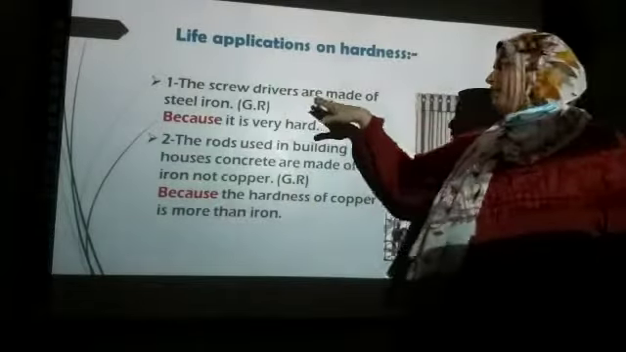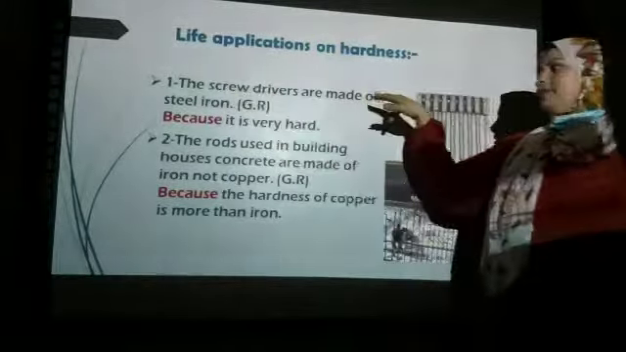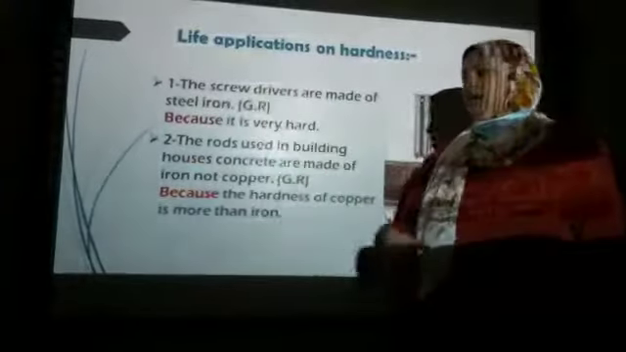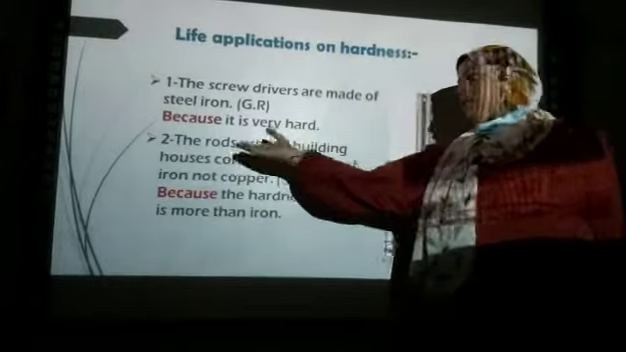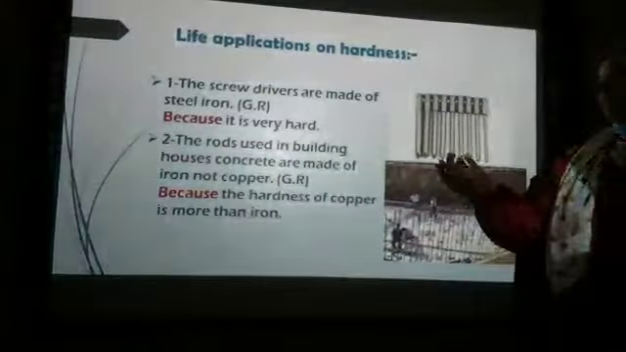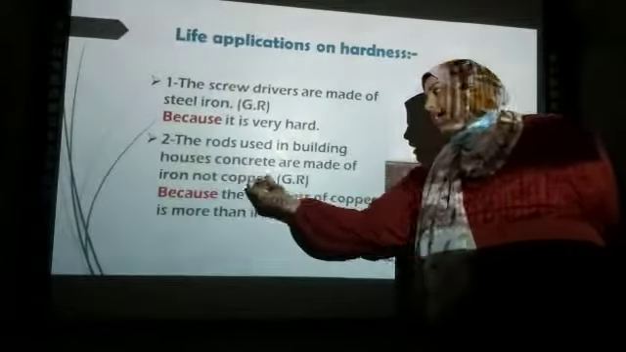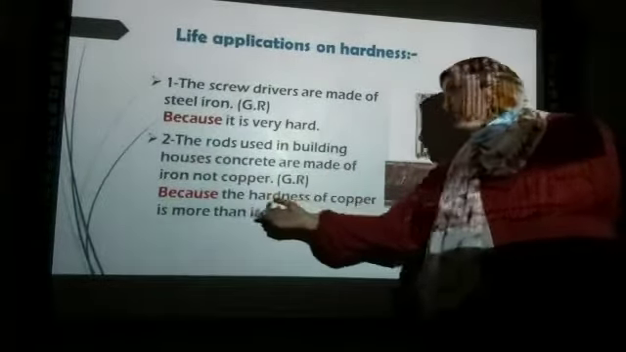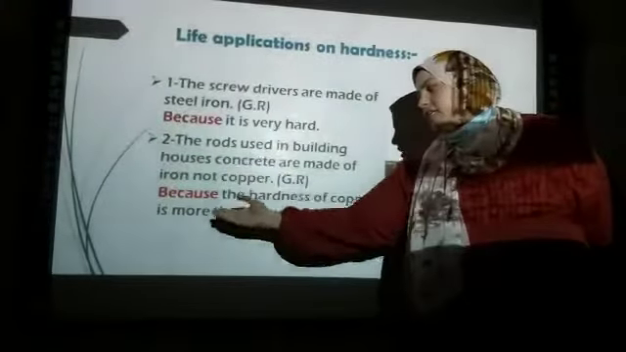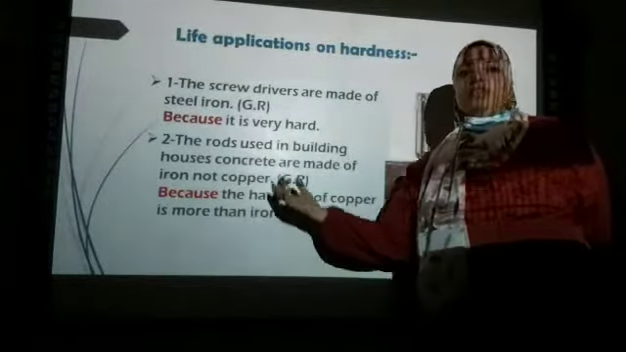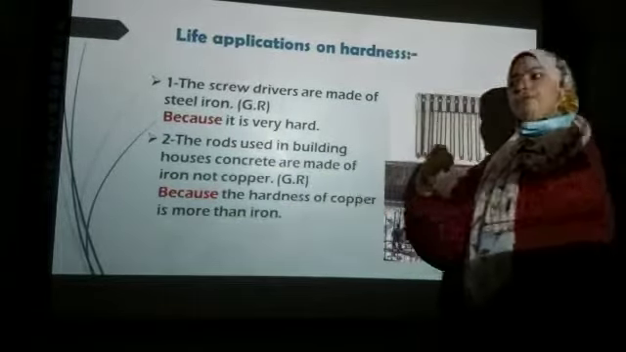Okay? Life applications of hardness. The screwdrivers are made of steel iron. Because of what? Because it's very hard. And the rods used in building houses, concrete, are made of what? Made of iron and copper. Why? Because the hardness of copper is less than the hardness of iron. The hardness of iron is more than the hardness of copper.